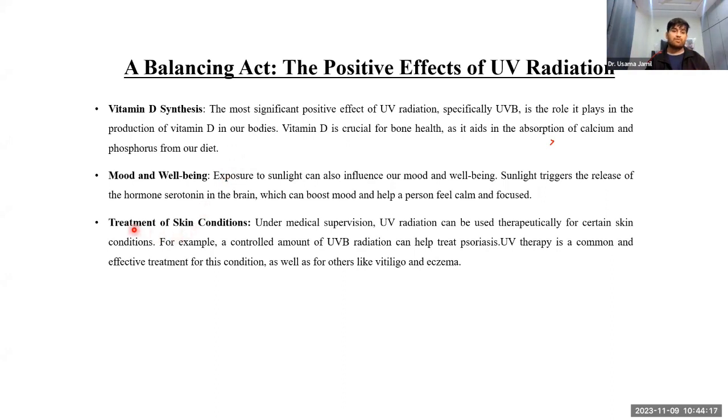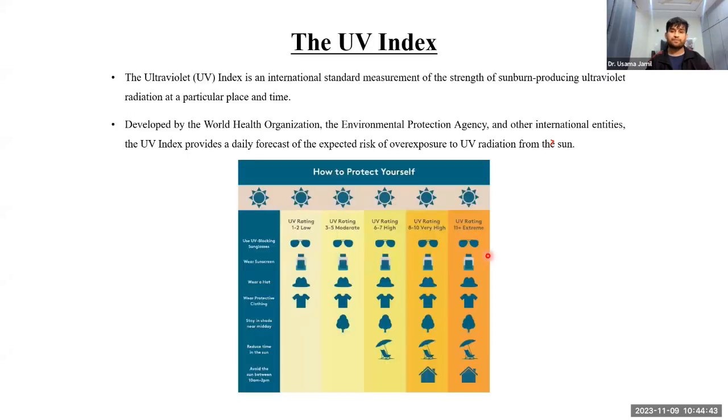So, treatment of skin conditions: under medical supervision, UV radiation can be used therapeutically for certain skin conditions. For example, a controlled amount of UVB radiation can help treat psoriasis. It is a disease. UV therapy is a common and effective treatment for this condition, as for others like vitiligo and eczema. So these are potential benefits of UV radiation.